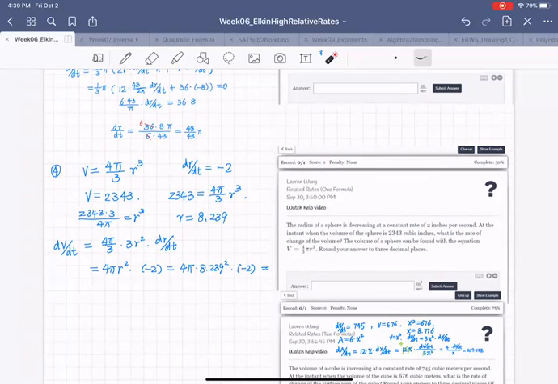I think I got it. Okay, hold on, let me see. The sphere says it's decreasing. I actually did increasing. Give me a second. Okay, -2, -8.